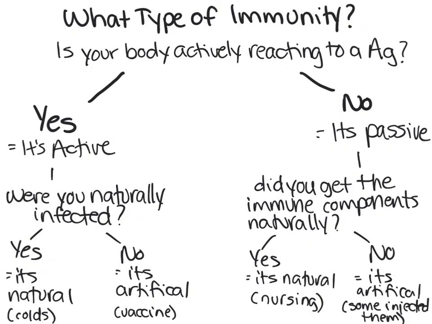So this last slide is just a flow chart for you guys if you're asking what type of immunity. This is helping us figure out if things are active, natural immunity, artificially active, natural and passive, or artificial and passive. So take a look at it. If you were confused by this, hopefully the flow chart will help you figure out which type of immunity you're looking at.